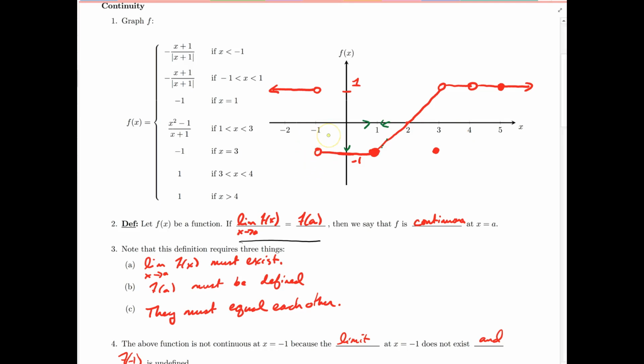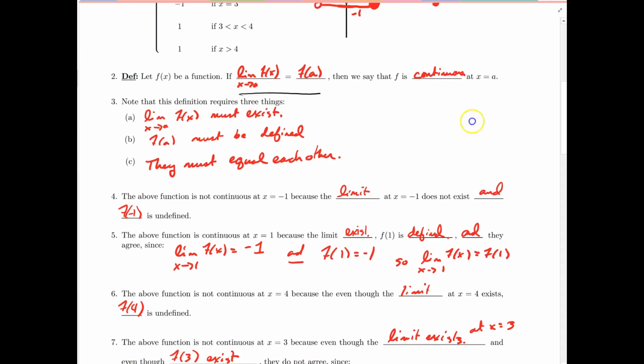Here, the limit doesn't exist. Doesn't matter whether the functional value exists. The limit doesn't exist, so it can't be continuous there. Here, the limit exists, but the functional value didn't exist, so we're not continuous at x equals 4. Here, both the limit exists and the function's defined when x is 3, but these two don't agree with each other, so we're not continuous at x equals 3.